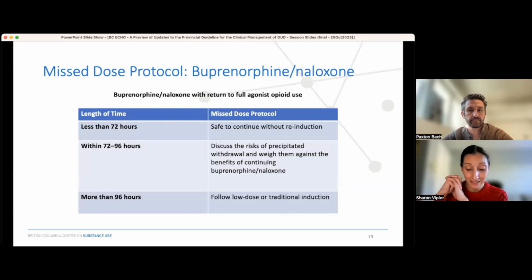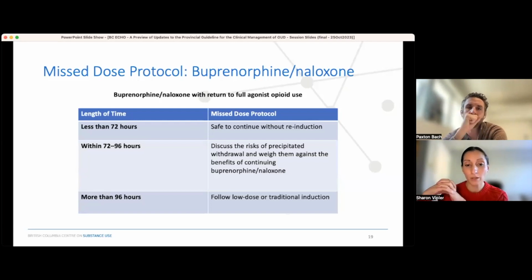If it's less than 72 hours since the last buprenorphine dose was taken, it's safe to continue buprenorphine without reintroduction or reinduction. Additional factors to consider include the amount of the last buprenorphine dose and the amount and time of the most recent full agonist use. If it's between 72 and 96 hours, you want to sit down with the patient and review the risk of precipitated withdrawal and weigh that against the benefits of continuing buprenorphine as prescribed previously.